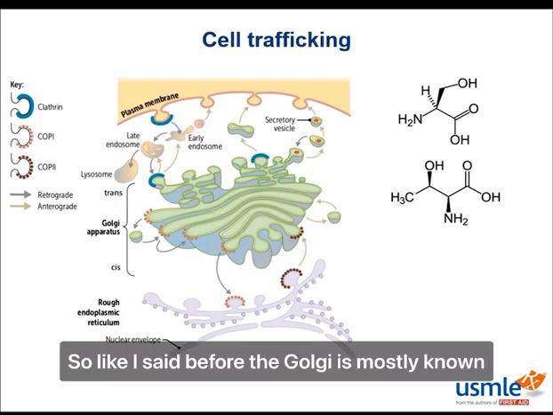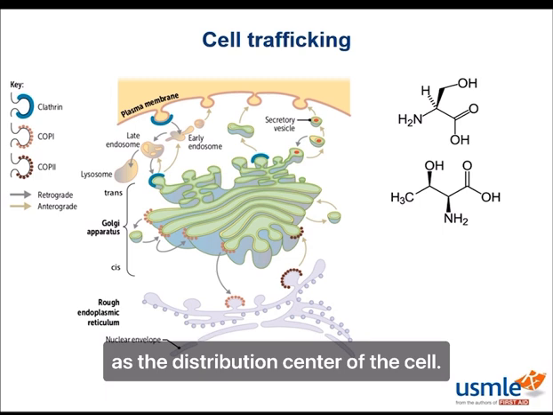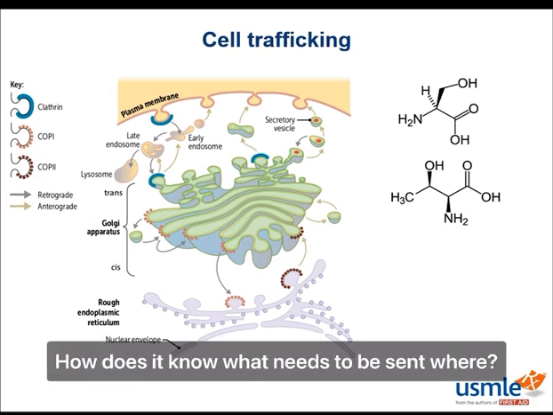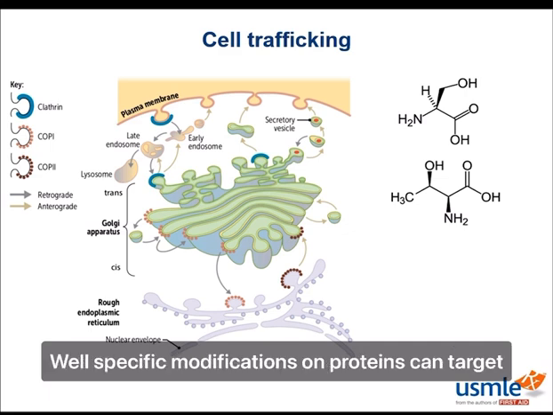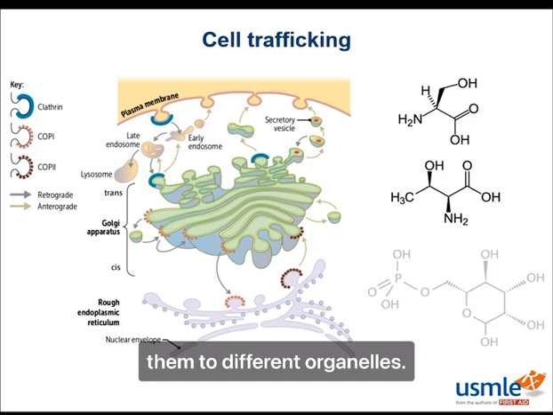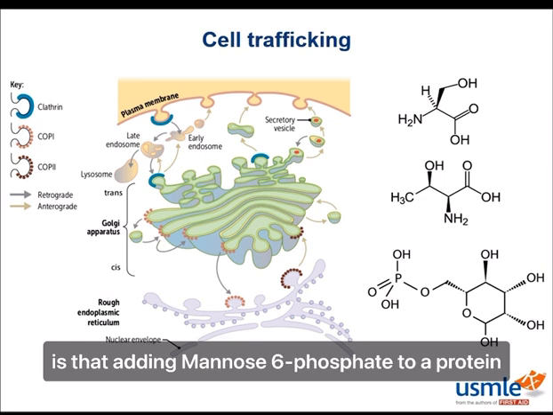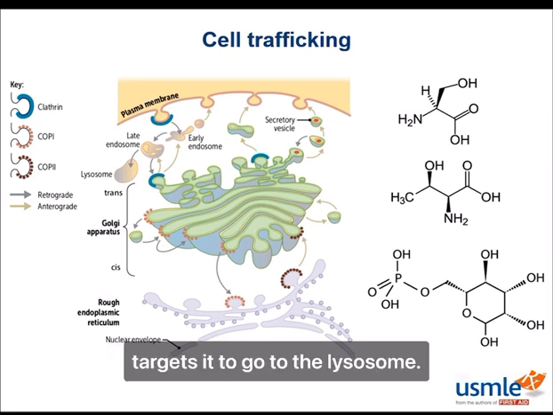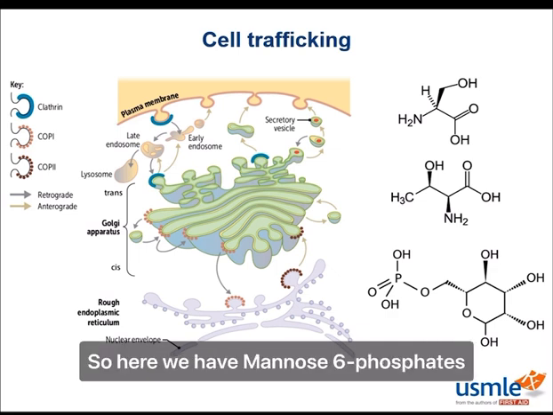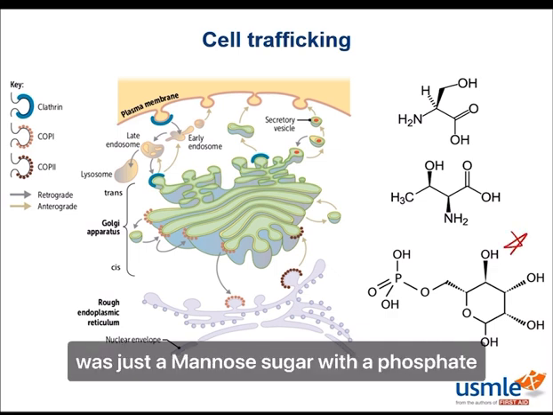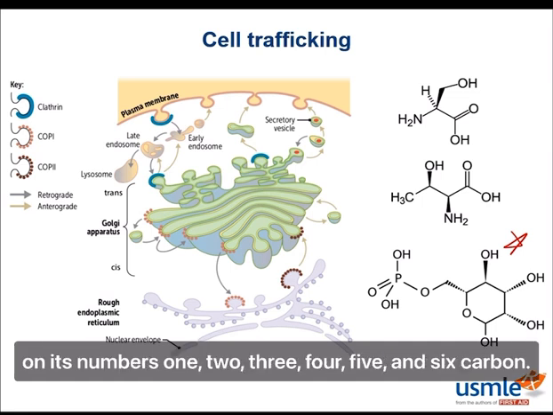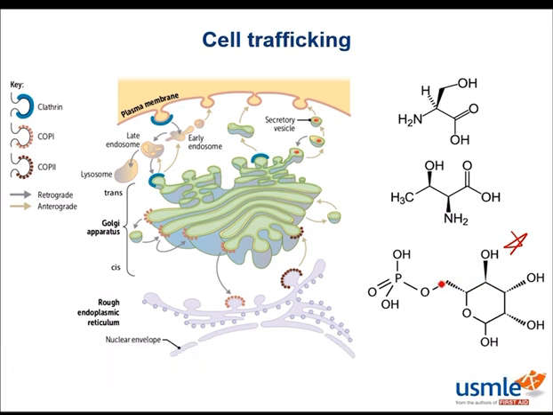So like I said before, the Golgi is mostly known as the distribution center of a cell. How does it know what needs to be sent where? Well, specific modifications on proteins can target them to different organelles. And the most important example of this for your exam is that adding mannose-6-phosphate to a protein targets it to go to the lysosome. So here we have mannose-6-phosphate, which is just a mannose sugar with a phosphate on its number 1, 2, 3, 4, 5, and 6 carbon.